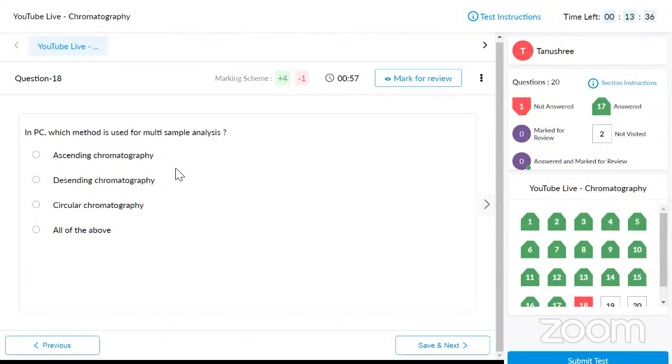Both ascending and descending techniques are for a single analyte only. Why? Because first you spot your unknown sample and you spot your standard. Comparison will happen between the two. So if your unknown sample has the standard present in it, it will give you the same retention time as that of the standard. So here you can only analyze a single analyte.